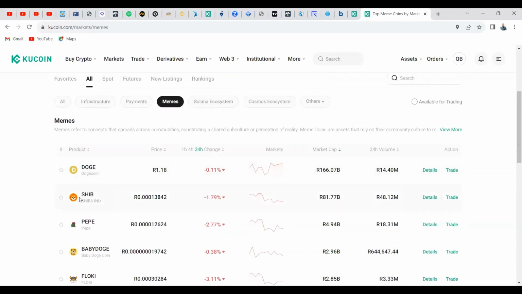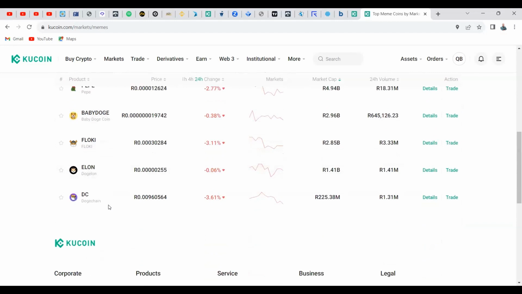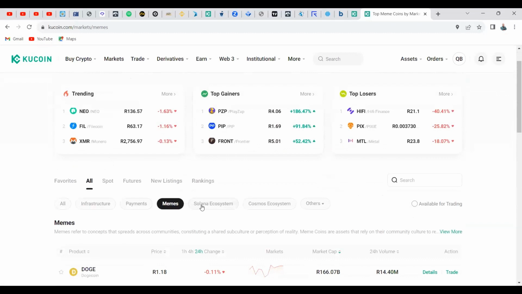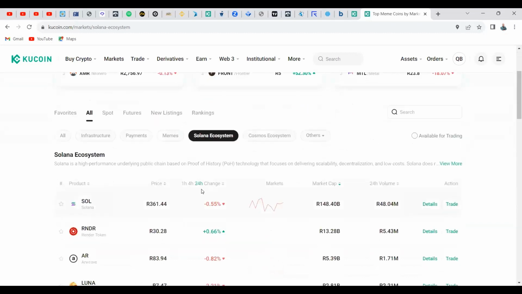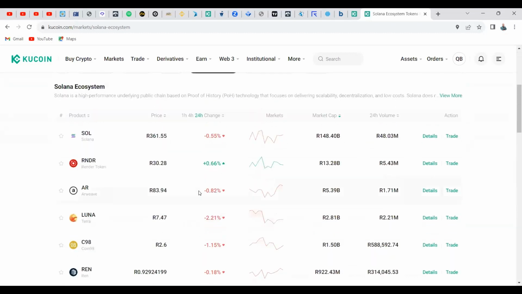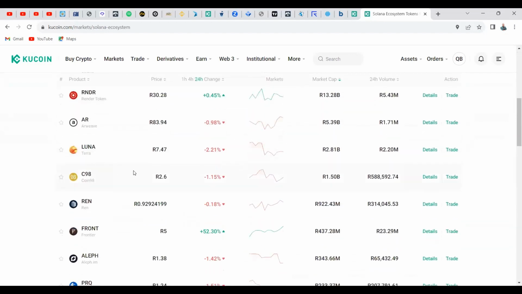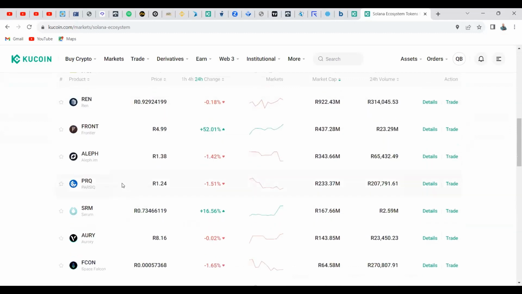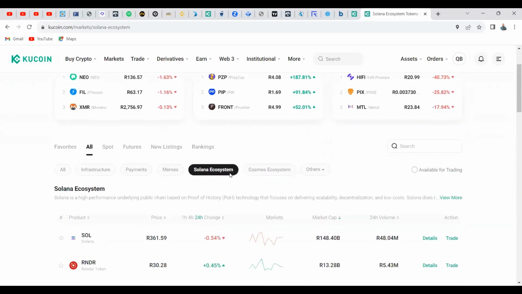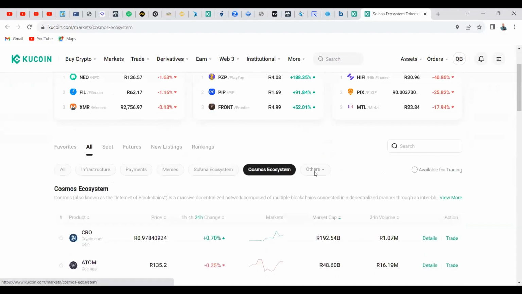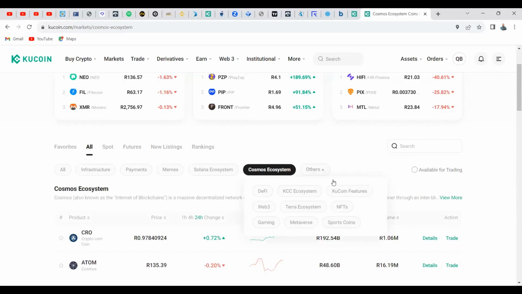So you can see Doge, you can see Shiba, you can see Pepe, Baby Doge, Floki, Doge Elon, and you can see DC, which is Doge Chain. You can select projects on the Solana ecosystem over there, which is Solana, RNDR, AR, Luna, C98, Ren, and these are also very good projects when it comes to the Solana ecosystem. Then we've got the Cosmos ecosystem over there. And you can see that there are so many options that you can have over there to basically select which coin maybe you would want to look at.